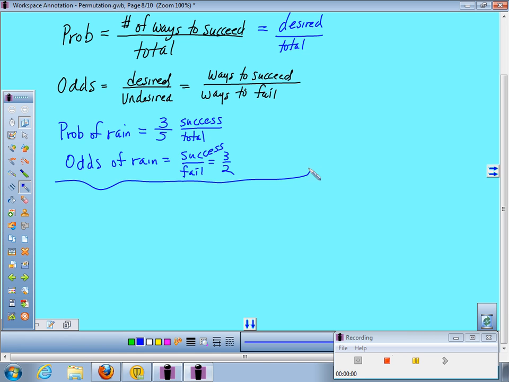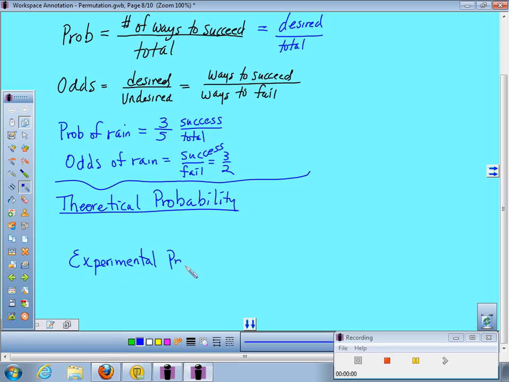Okay, there are 2 kinds of probability. Hint, this was on your journal. There's what we call theoretical probability, and there's what we call experimental probability. Okay, what we do in math class is theoretical probability. What we just did there, when we look at what should happen, we're doing theoretical probability. But what does happen?